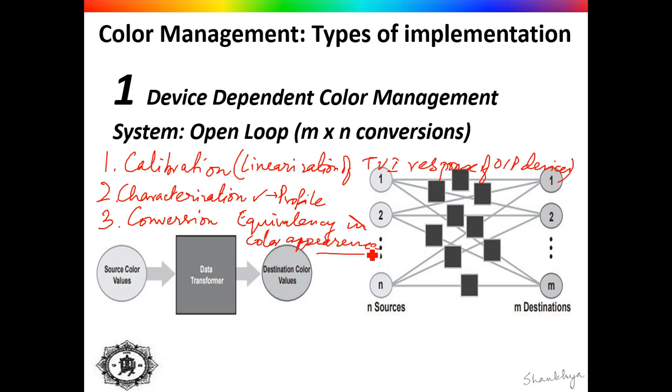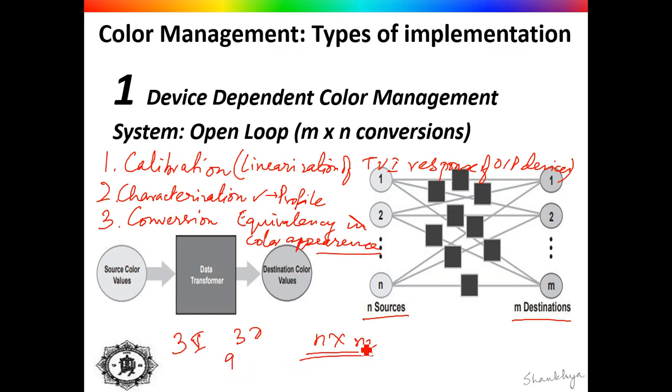So these are the main areas that we talked about in the previous lecture. And we also saw that when we are dealing with device dependent color management, if there are n number of input devices and m number of output devices, then the total number of conversions, or color management protocols that needed to be followed, was n into m. So if you have 3 input devices and 3 output devices, then the total number of conversions was 9.